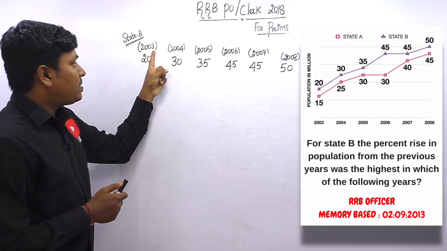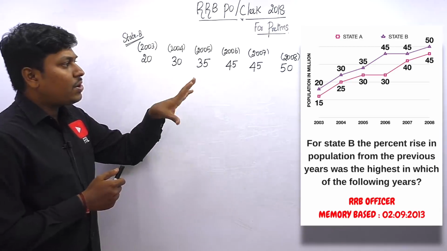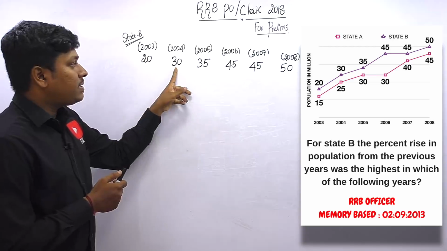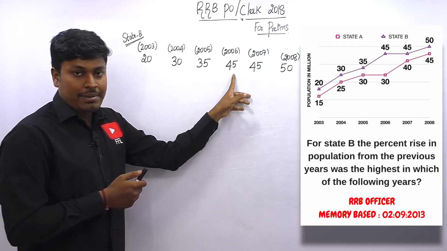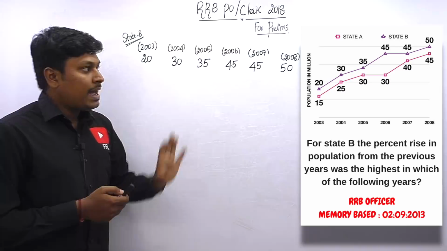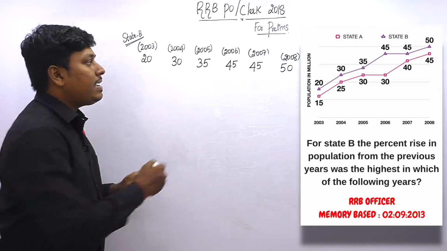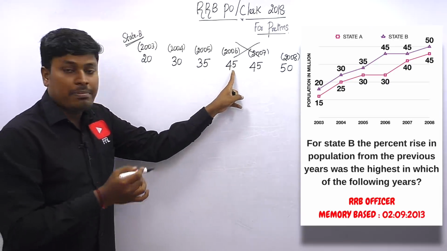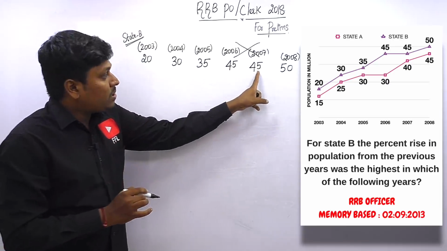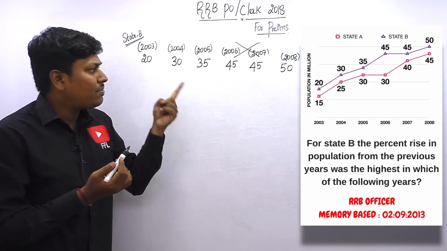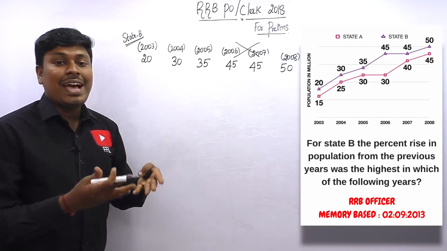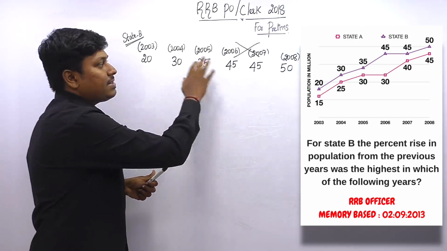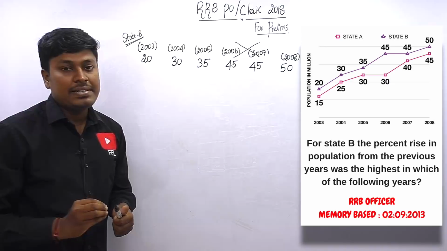See here, we are talking completely about state B, right? State B's population from 2003 was 20 million, 30 million, 35 million, 45 million, 45 million and 50 million. And by seeing the chart, we can directly eliminate 2006 and 2007. Why? Because in 2006 the population is 45 million and in 2007 also the population is 45 million, right? In both years we have the same population. So there won't be any increase or decrease. So we can directly say that 2006 and 2007 are eliminated.